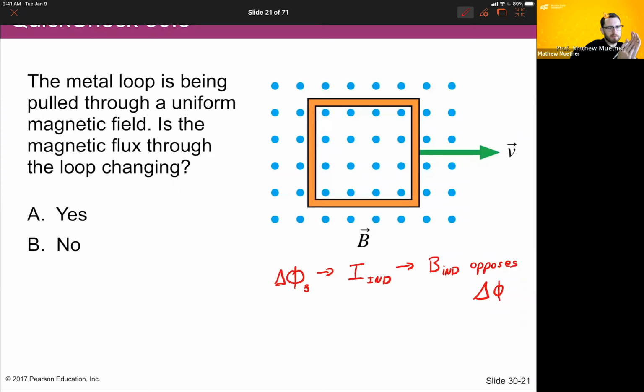So what about this example? I have a uniform magnetic field everywhere here. I'm pulling this loop through this field. Just imagine that the magnetic field extends off as far, like off the edges of the page as far as you can see, and it's uniform everywhere. Is the magnetic flux changing through this loop? Remember, it's A, B, cosine theta. Are any of those 3 variables changing in this problem?